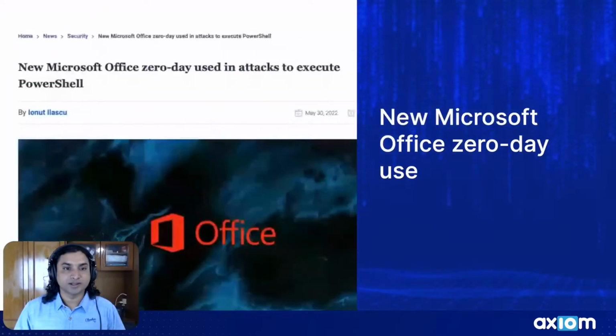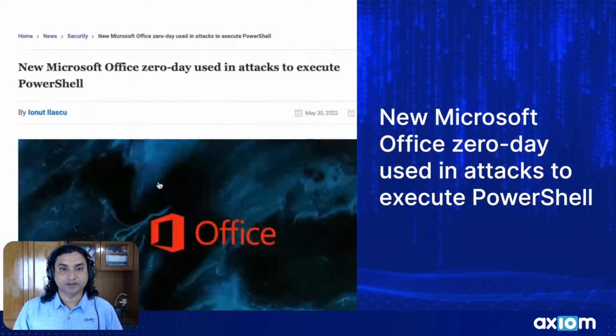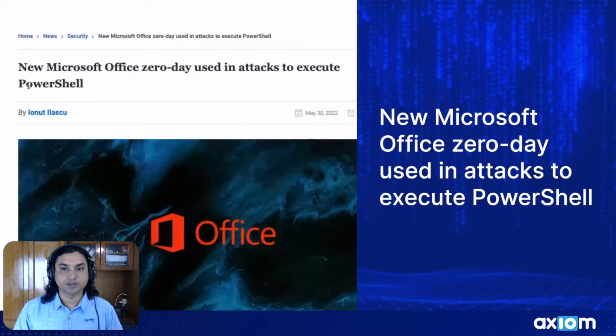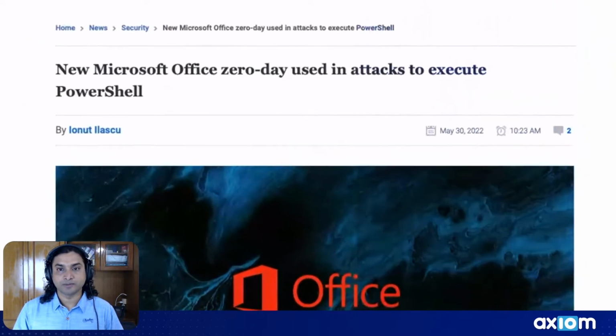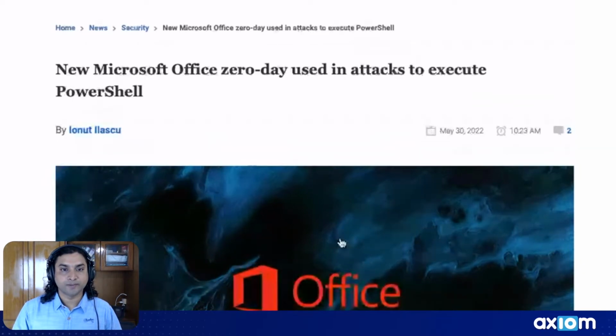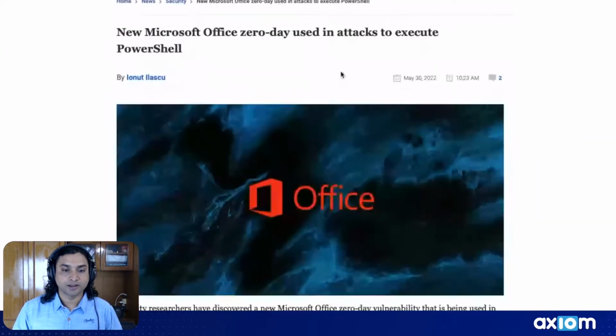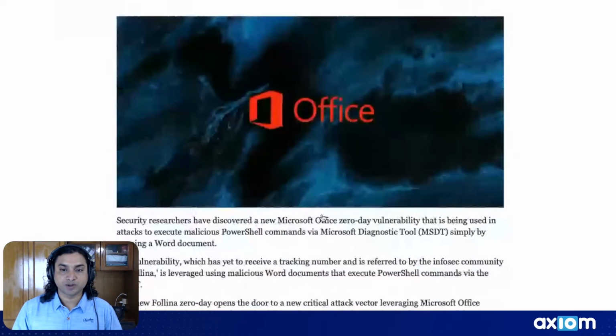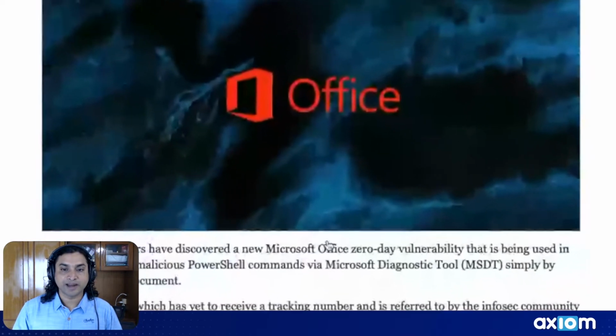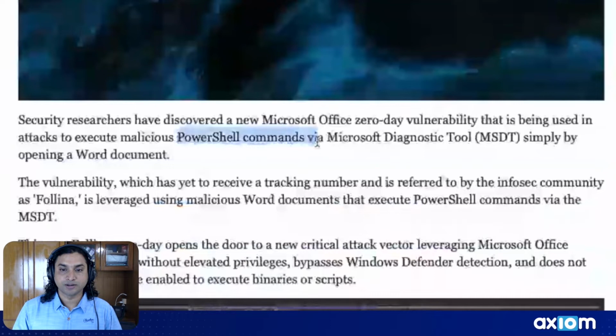The most interesting and most important one is that there is a 0 day identified on Microsoft Office that is used to execute PowerShell. That means basically anything that PowerShell can do on your Windows laptop or device. If you have Microsoft Office, then you are vulnerable to this attack. Basically, the attack talks about running PowerShell commands using MSDT, Microsoft Diagnostic Tool.